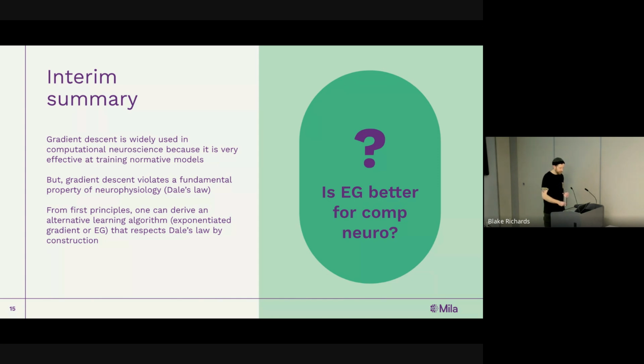However, from first principles of optimization, we can derive an alternative learning algorithm, exponentiated gradient, or EG, that does respect Dale's law by construction. So now what we've been exploring in my lab is this question: is EG better for use in computational neuroscience? In particular, does it end up aligning with the phenomenological level better than what we actually see with gradient descent?